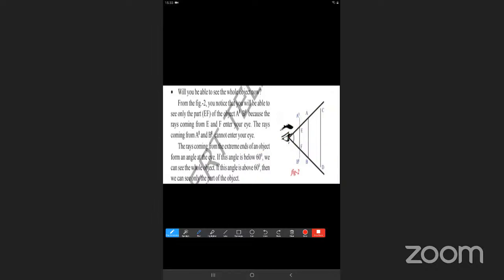So here we are observing the object A and B, right? Here we can say that the angle is below 60. Here we are not observing the whole object A dash and B dash, so here the angle is above 60. That's why we are observing only the E and F part of the A dash and B dash object. So when the angle is below 60, we can see the whole object. When the angle is above 60, we can see only a part of the object.